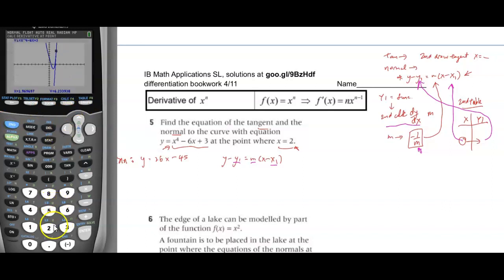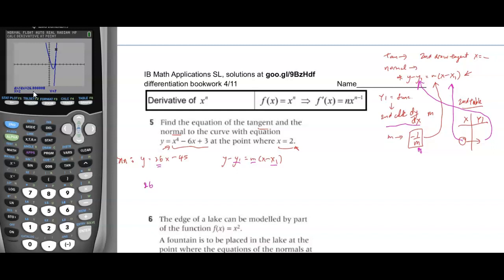And we just type in the location, 2. Enter. And the answer is dy/dx equals 26.0008. We'll just put 26. Okay? So the tangent line slope is 26. Hey, look, what do you know? There it is, 26. Okay?